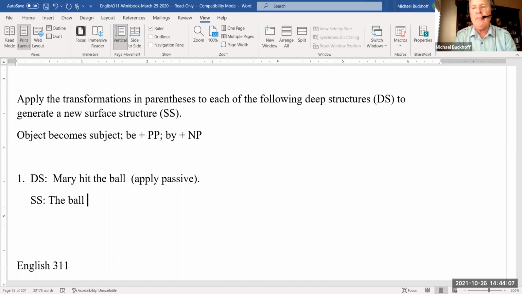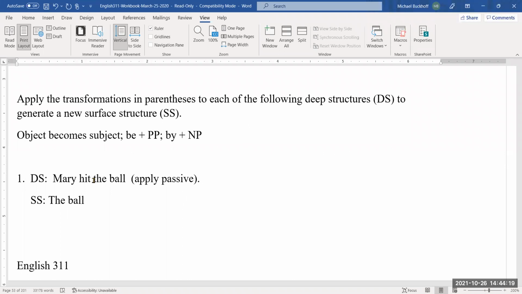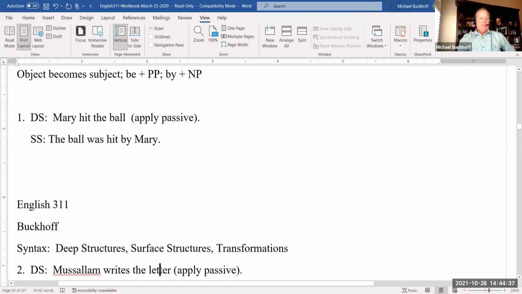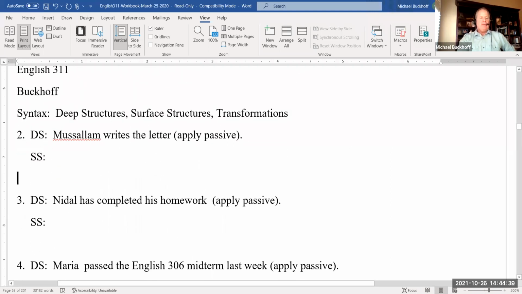Good. So then hit. And here's my question. You might think, well, hit is present, but notice how if it were present, I would have said Mary hits the ball. I didn't do that. So you have to look at hit as irregular. It's actually the past tense. So that is correct. The ball was hit, and then we have by, and we have Mary. So this changes this sentence from the deep structure to the surface structure. And we're going to practice a whole bunch more here.